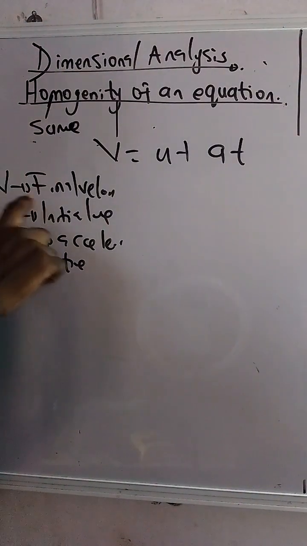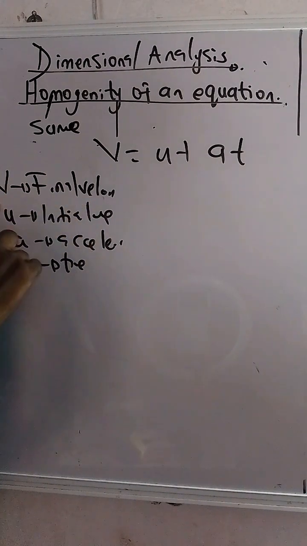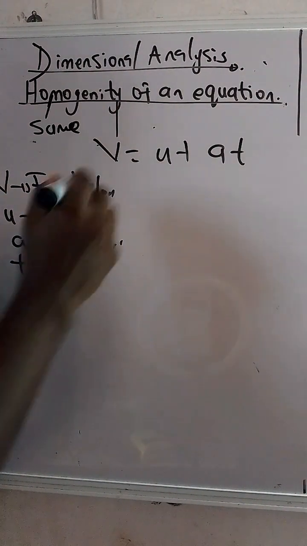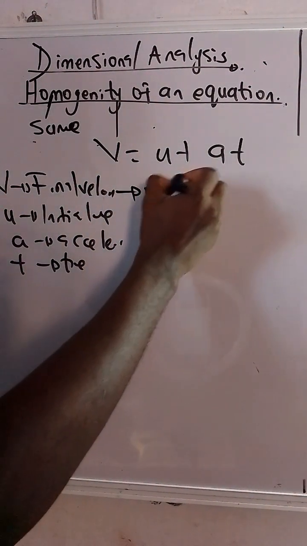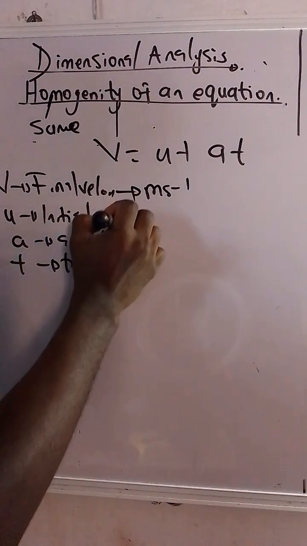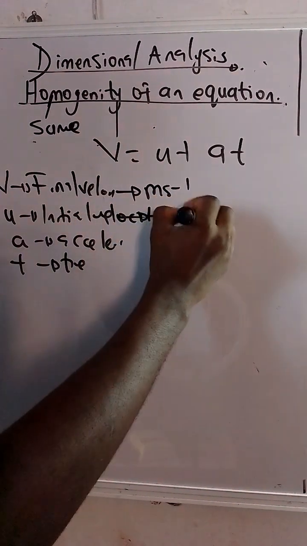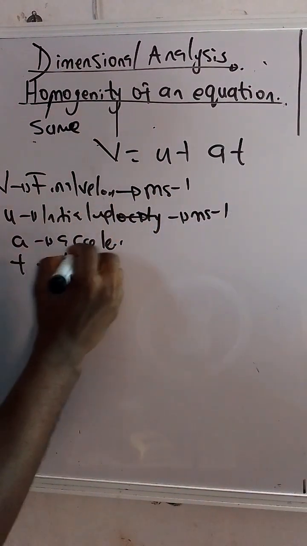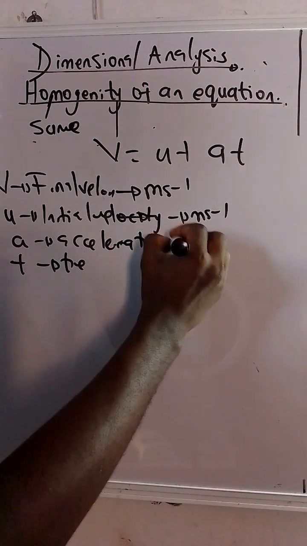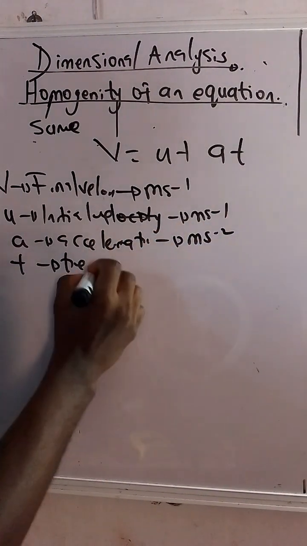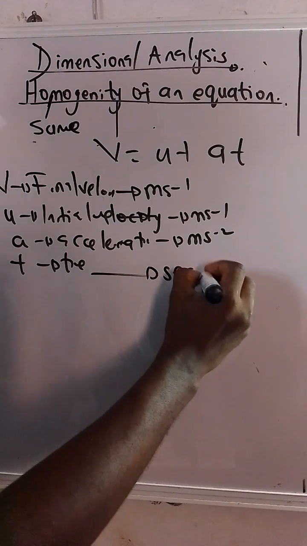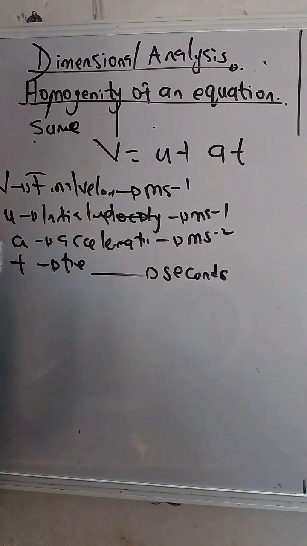Explain how we got the formulas and units for each aspect. Now velocity is meter per second. Initial velocity is still the same thing, meter per second. Acceleration is meter per second square. Time is seconds. So if you know all these ones, you are good to go.